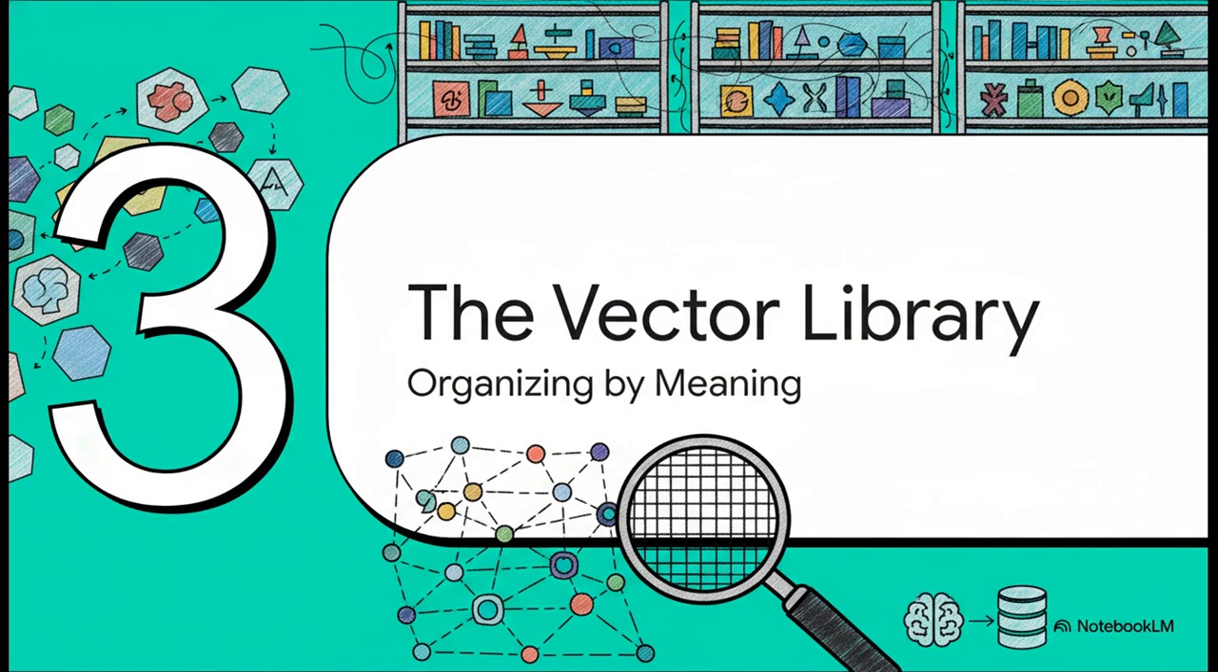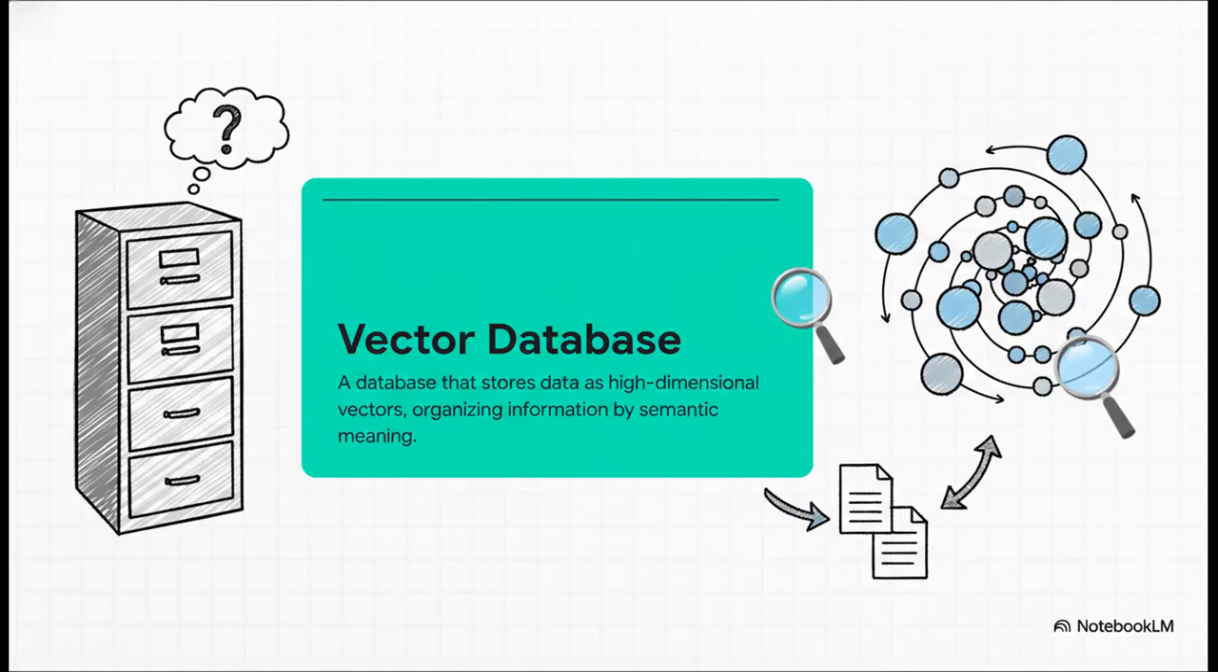Okay, so we've sliced and diced our knowledge into these perfect bite-sized chunks. Now we need a place to put them. But not just any old folder, we need a special kind of library, one that organizes information by what it means. And this is where vector databases come in. A regular database is like a filing cabinet, organized alphabetically. You look for a specific keyword. A vector database is totally different. It's more like a mind map. It organizes info based on its meaning. Every single chunk of text gets turned into a long string of numbers. That's the vector. And chunks with similar meanings are placed close to each other in this giant multi-dimensional space.